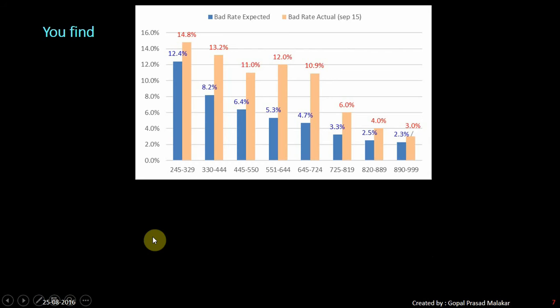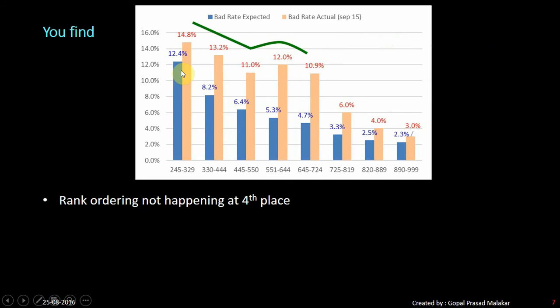The statistics look like this. Initially we thought it should rank order 12.4, 8.2, 6.4, 5.3, 4.7, so it was supposed to continuously go down. But what is really happening? The red line is the actual: 14.8, 13.2, 11, and then 12. It has increased. And then 10.9, which is very similar to this particular case. So rank ordering is actually not happening at the 4th place. It's just breaking.